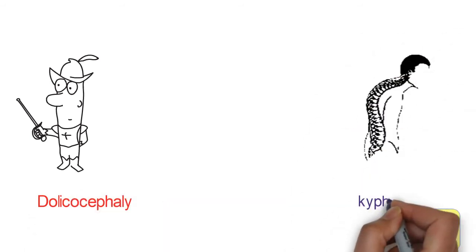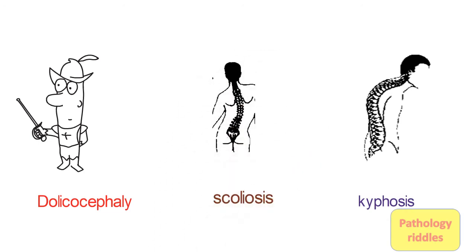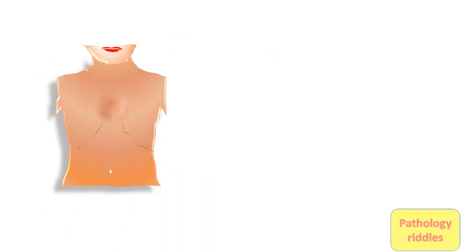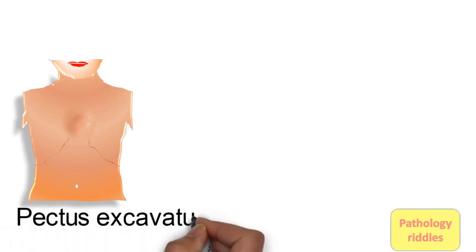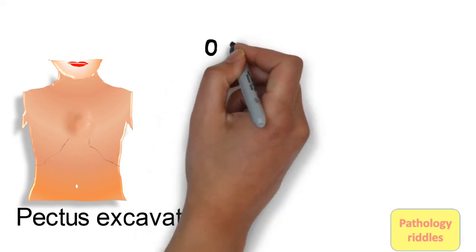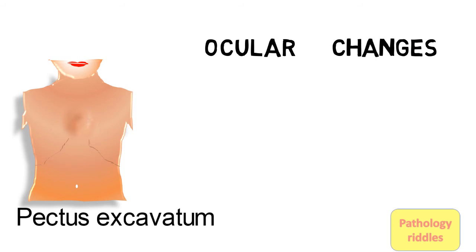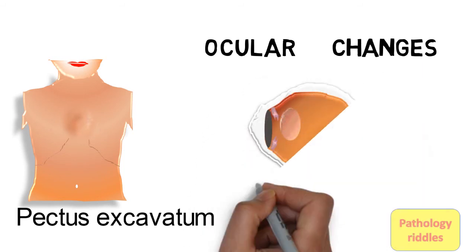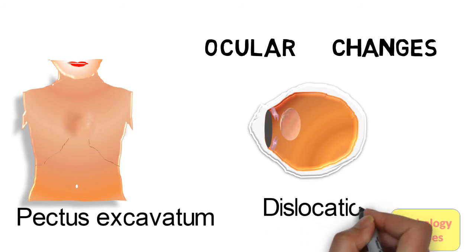Kyphosis, scoliosis, and slipping of dorsal or lumbar vertebra are a few skeletal defects along with pectus excavatum, which is a deeply depressed sternum. Coming to eyes, the most characteristic ocular changes include bilateral subluxation or dislocation of lens. That is, the lens is displaced outwards and upwards.